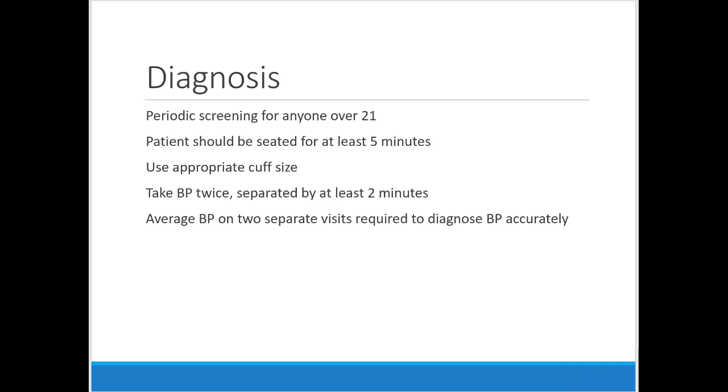So if that is the case, if you're ever reviewing something and you're questioning a high blood pressure result, feel free to ask your nursing staff or whoever took the blood pressure to consider taking it again if they didn't let the patient rest for a little bit. Appropriate cuff sizes, taking the blood pressure twice, separated by at least 2 minutes, and then the average blood pressure on 2 separate visits is required to diagnose hypertension accurately. One visit blood pressure is not necessarily indicative of hypertension.